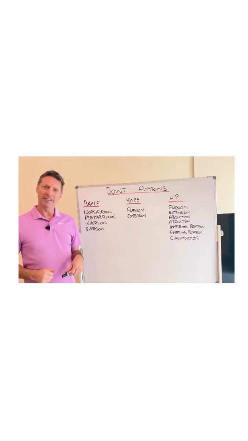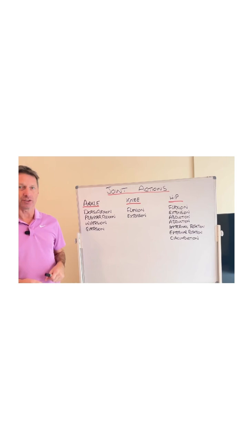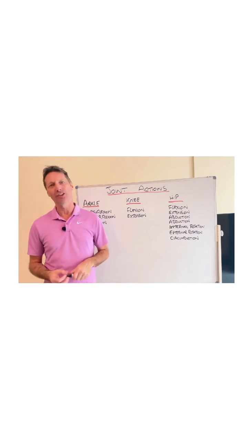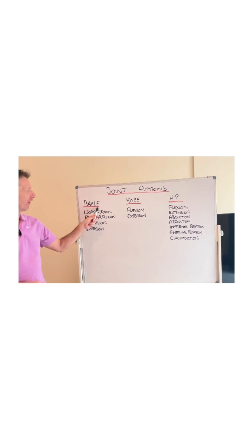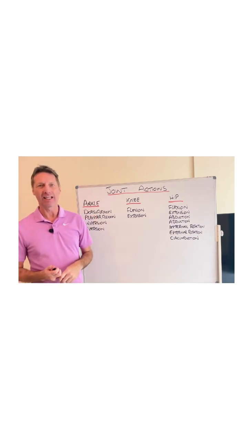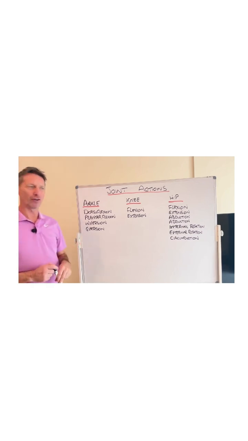Okay, gorgeous humans. Today we're looking at joint actions. These are the movements that your body can make around a joint or a series of joints. So first of all, let's look at the ankle joint. The movements that we can make are dorsiflexion, plantar flexion, inversion, and eversion.